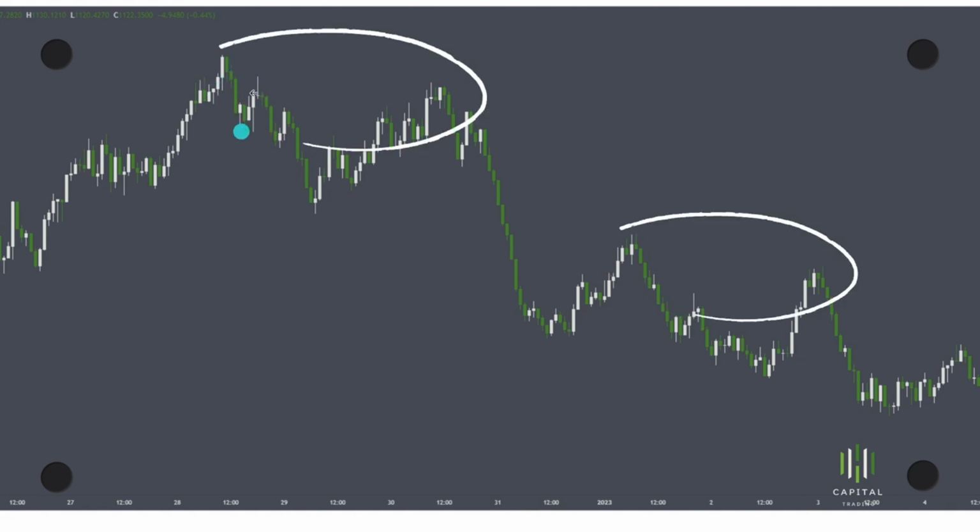So price did that. They came and tested the opening of this candle and they continued on the downside. And they did the same thing at a later time. They still came back up, tested the low of this candle, and went on the downside.